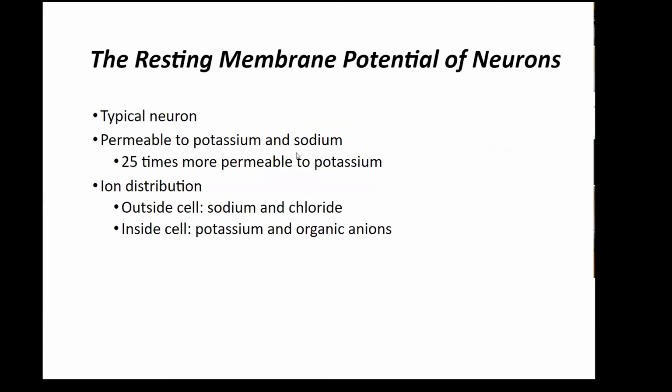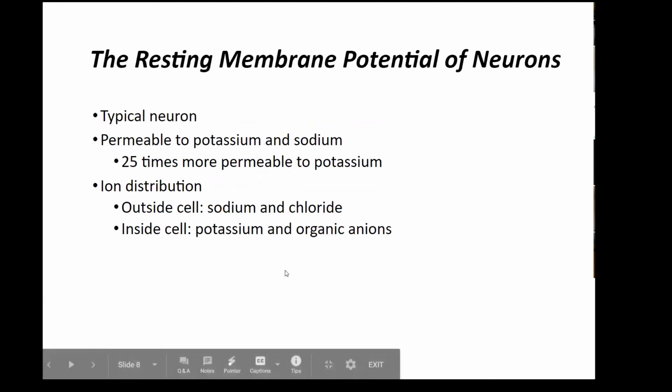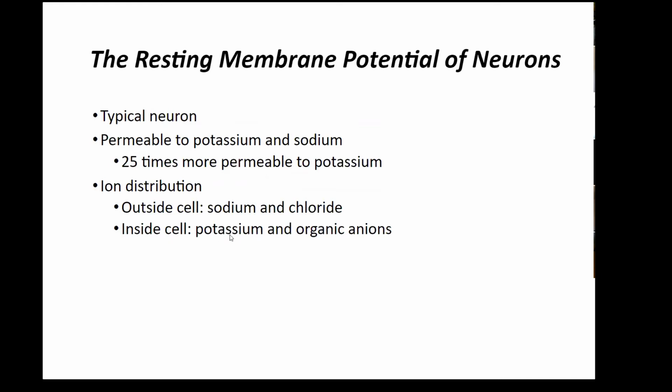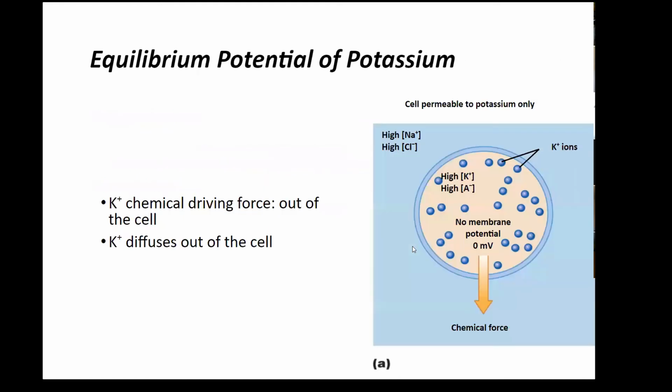So we talked about potassium first, because the membrane is more permeable to potassium. So the distribution for that potassium is that most of our potassium is inside the cell. That's where we have the buildup of the potassium. Outside the cell, we're going to see sodium and also chloride ions. Sodium is going to be the most important there.